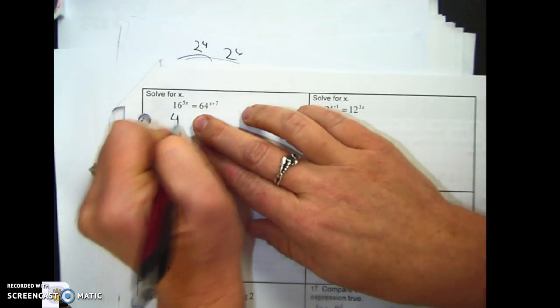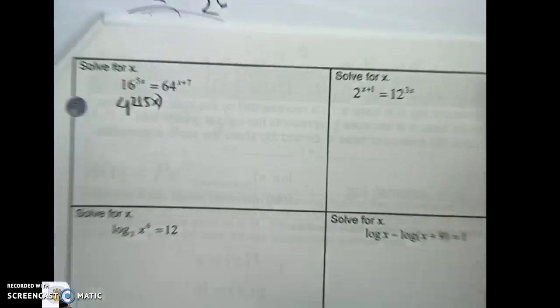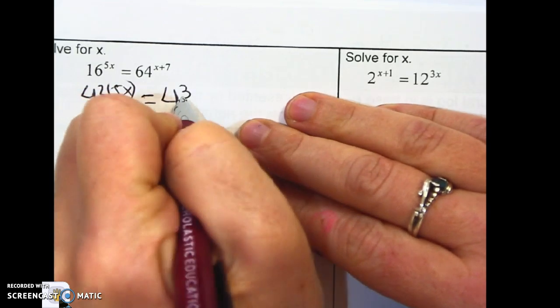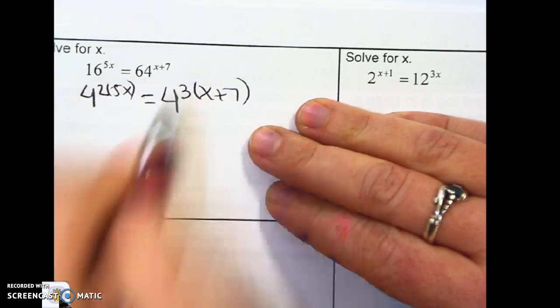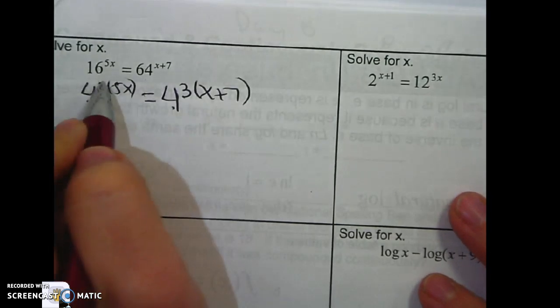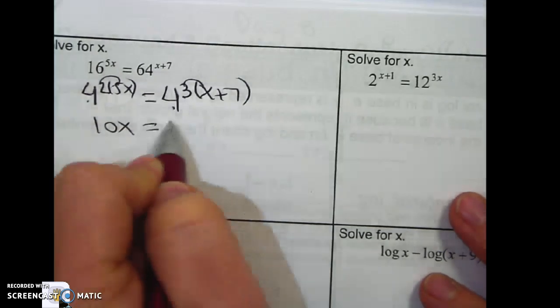So I'm going to go 4 squared, but then I have to multiply by 5x. Make that a little bit bigger. And then 64 is 4 cubed times x plus 7. So don't forget that. Now, bases are the same. Boom. 2 times 5x, 10x, equals 3x.